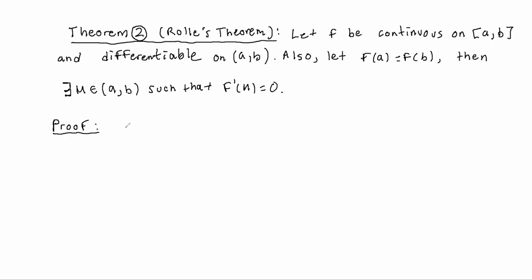So if I consider the case where f of x equals c, where c is in the real numbers, for all x in [a, b], we're done, right? Because the derivative of a constant is 0. So that's one case to consider.